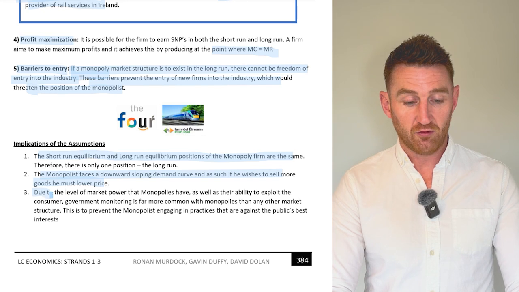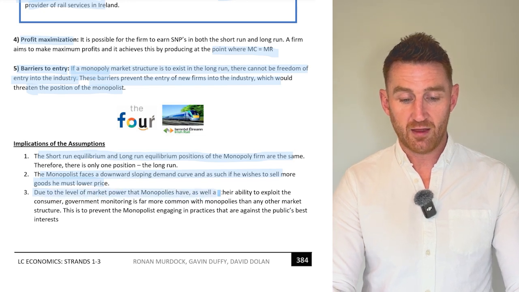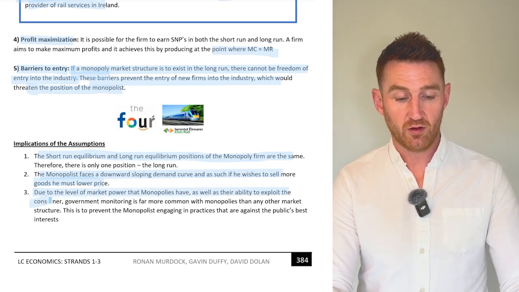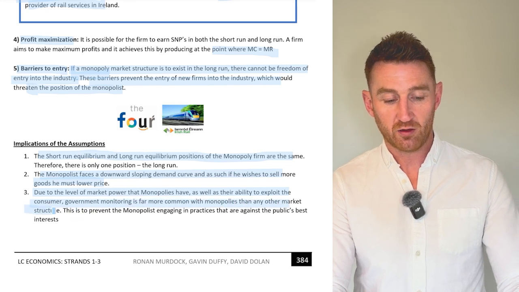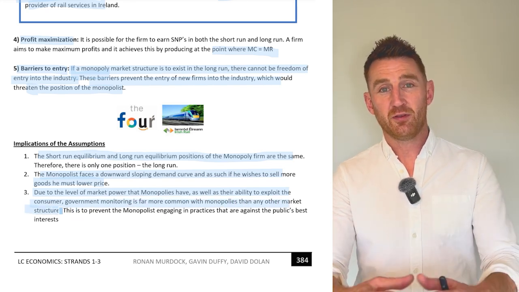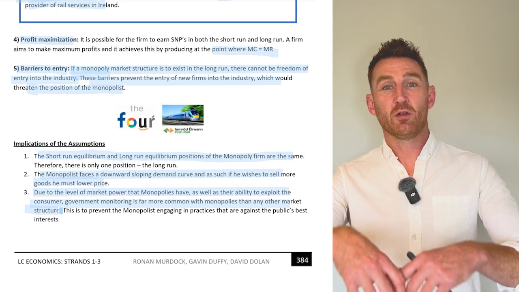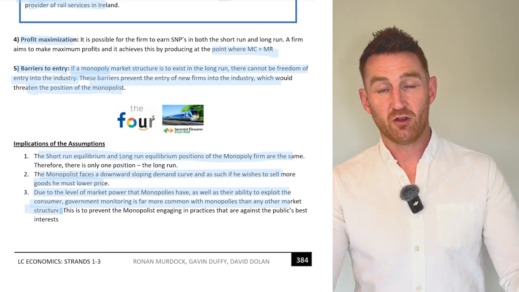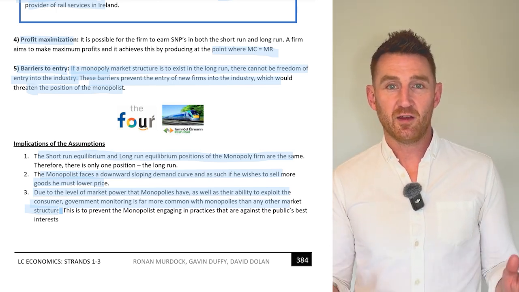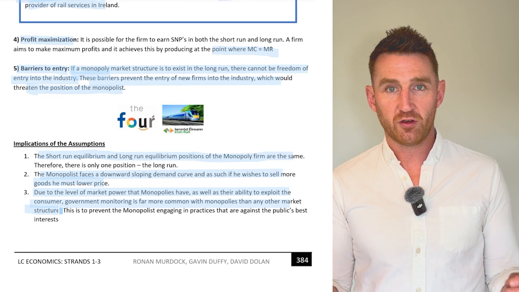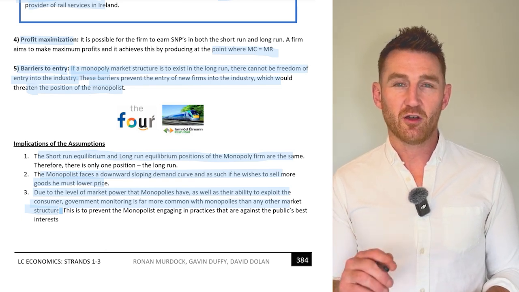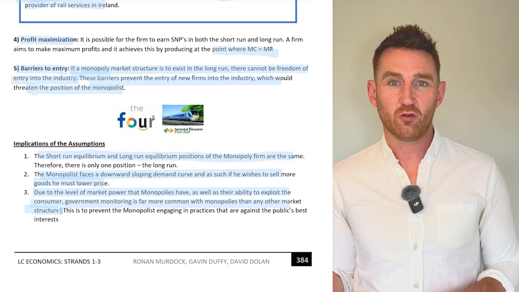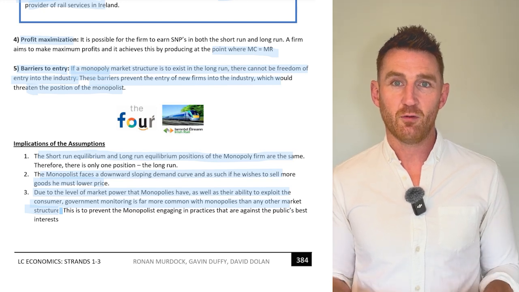And the final thing is, due to the level of market power that monopolies have, as well as their ability to exploit the consumer, government monitoring is far more common with monopolies than any other market structure. But it tends to happen that government will stop a monopoly even emerging in the first place. But that's it. Key features for monopoly. Make sure to know them well. And like I said, make sure that you can really nail that diagram for monopolistic short run because we're going to see it again now for monopoly.